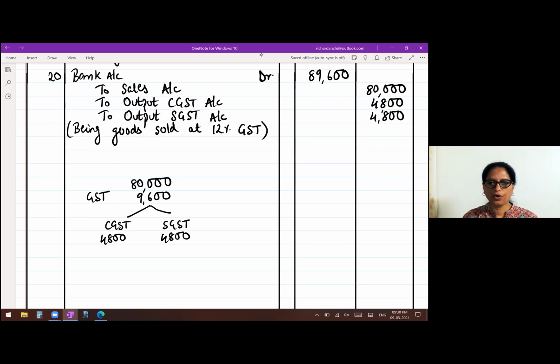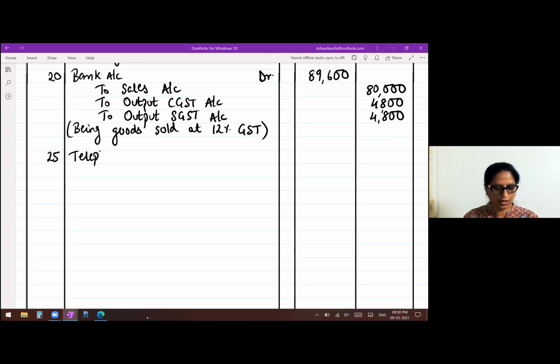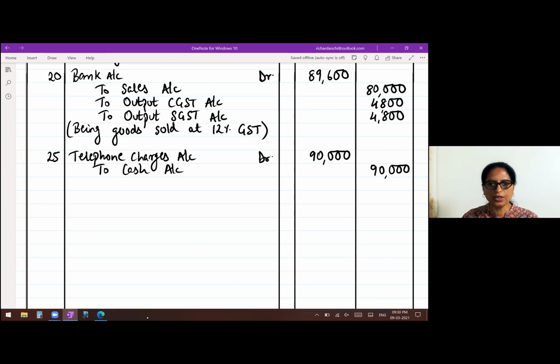Twenty-fifth, paid for telephone charges. Now, telephone charges here is a nominal account. You're paying, so it is an expense, and you're paying by cash. So cash goes out. Telephone charges account debit 90,000 to cash account 90,000. Credit what goes out according to the rule of real account. Narration, being telephone charges paid.